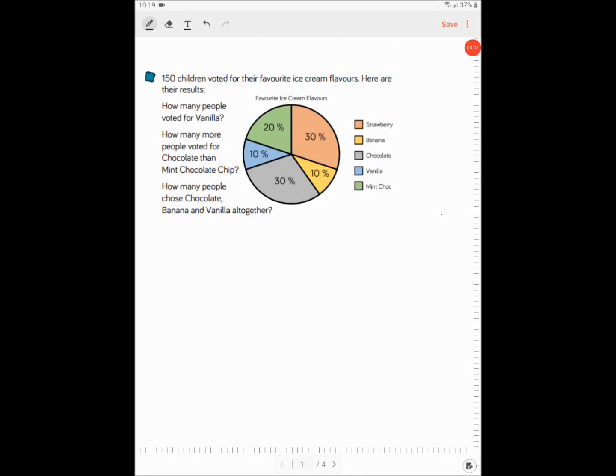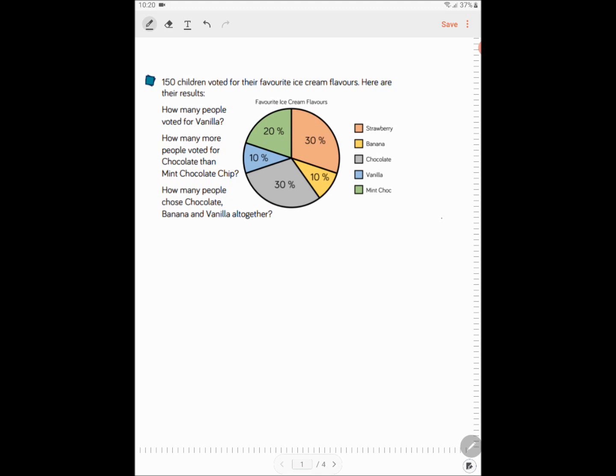Today we're going to carry on with our work on pie charts. Now yesterday we were working on them using fractions. Today we're going to work on them using percentages. Now I know some of you find percentages a little bit more tricky, and if you do, just remember you divide by 100 and then multiply by whatever the percentage is. Now that formula works for any form of calculation.